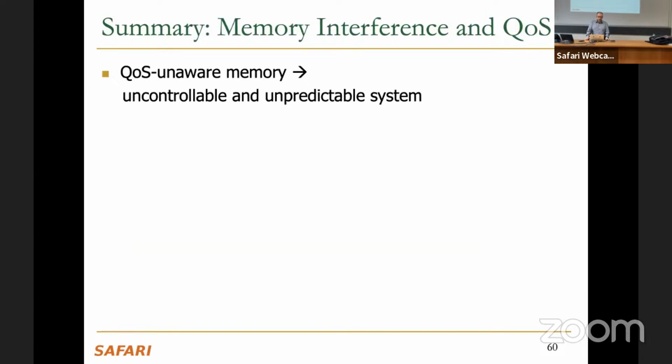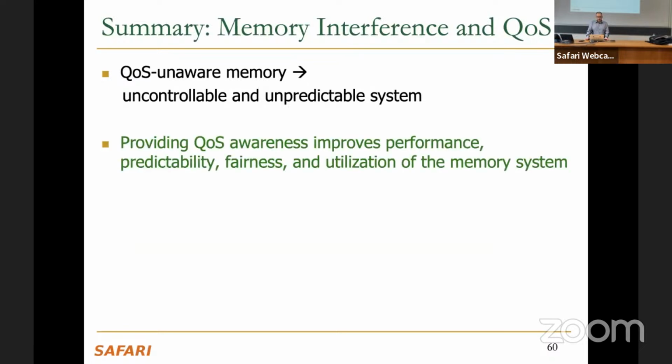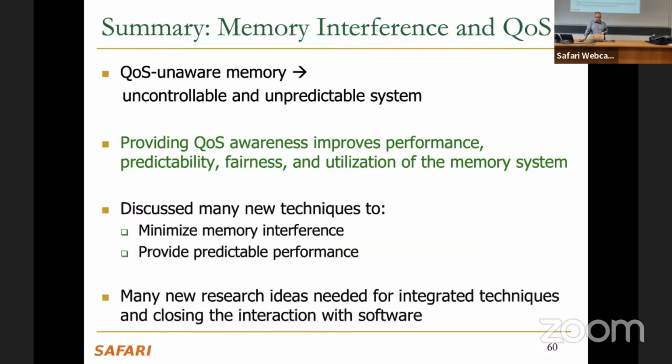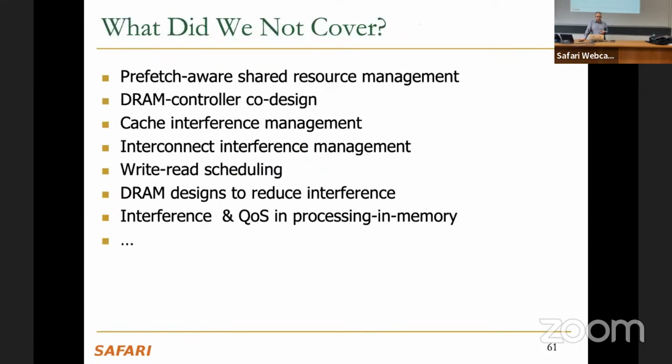When you don't have QoS-aware memory, you have an uncontrollable and unpredictable system. That's why providing QoS awareness improves performance, predictability, fairness, and utilization of the memory system. We discussed many new techniques to minimize memory interference and provide predictable performance, and many new research ideas are needed to integrate these techniques. We didn't have time to cover a lot of other techniques. You can see some listed here, like prefetch-aware shared resource management, DRAM controller co-design, cache interference management, and many more.